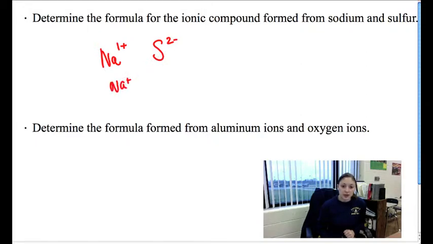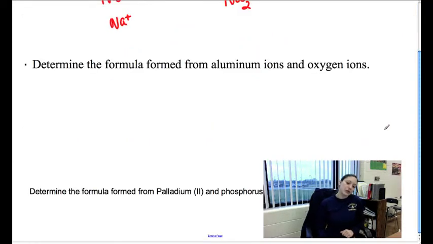Well, instead of putting something like that, we write Na2S. You have 2 sodiums and 1 sulfur. Now let's look at the one for aluminum and oxygen. Aluminum is in the group that needs to lose 3 to look like a noble gas, so it's a 3+. Oxygen is in the same group as sulfur, so it wants to gain 2.